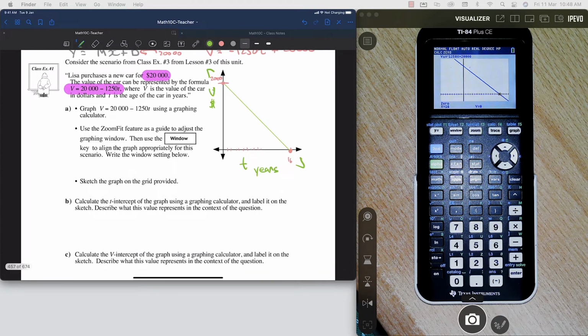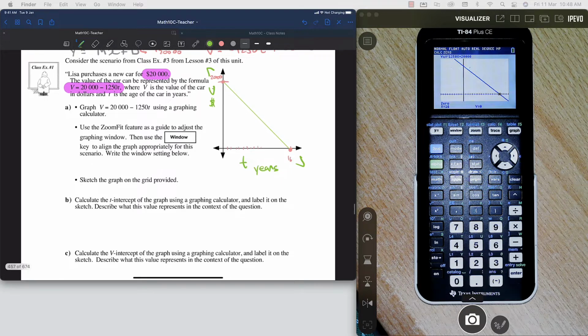It says calculate the t-intercept. Already did that using the graphing calculator, and label it. Describe what this value represents. So that represents the number of years it's going to take for the value of the car to get to 0.